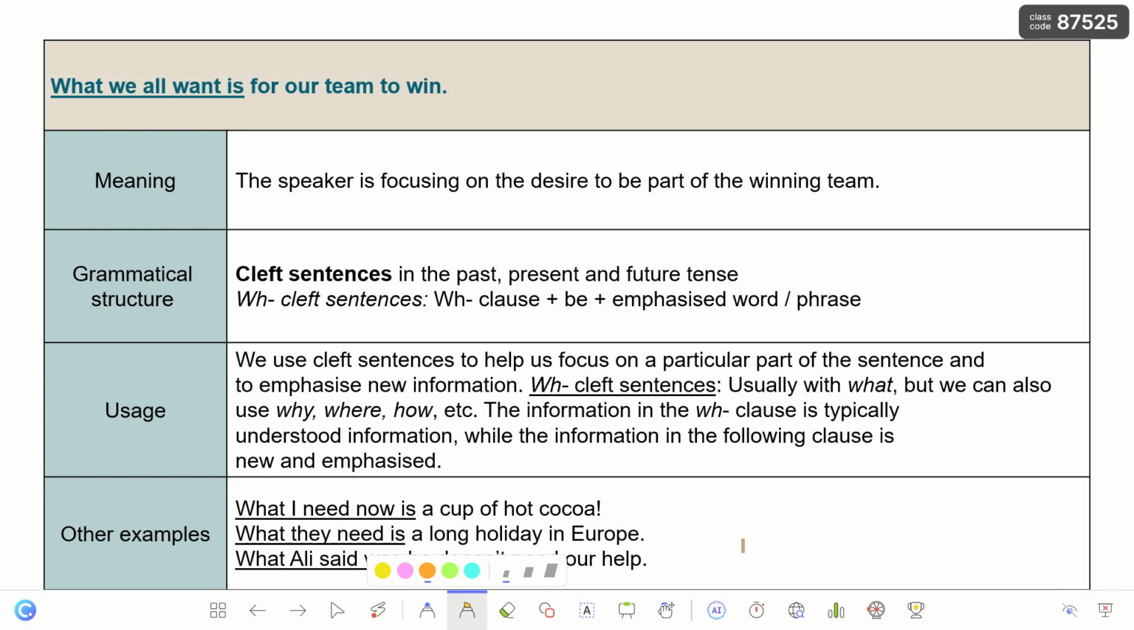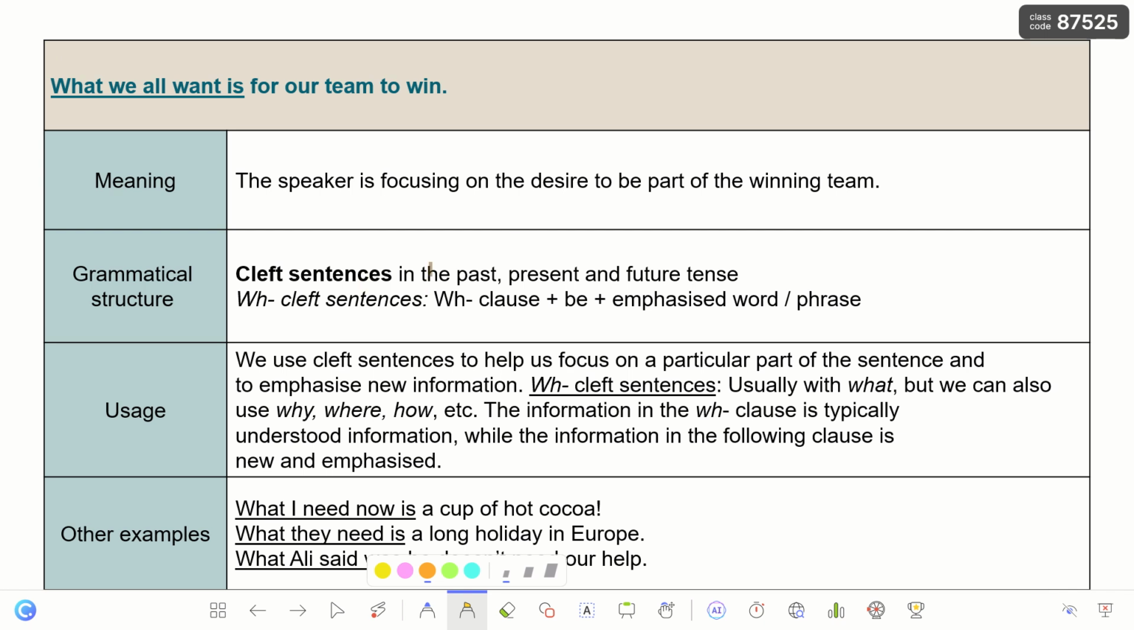Okay, what we all want is for our team to win. Here we have the cleft sentences. So the speaker is focusing on the desire to be part of the winning team. So I want to focus what we all want is for our team to win, instead of saying that our team wants to win. Our team wants to win. So I just cleft the sentence, split the sentence into two parts to focus on what we all want.